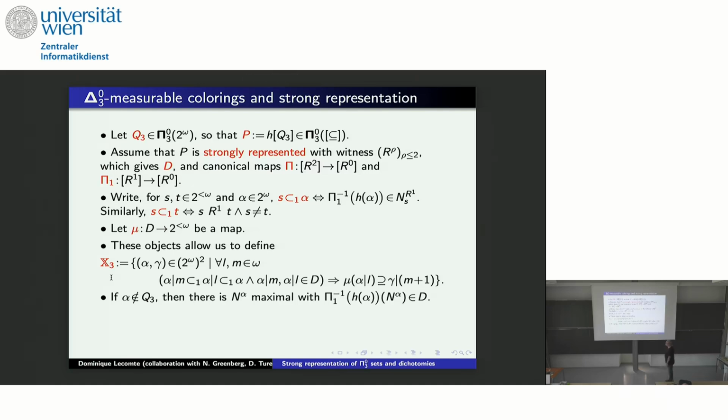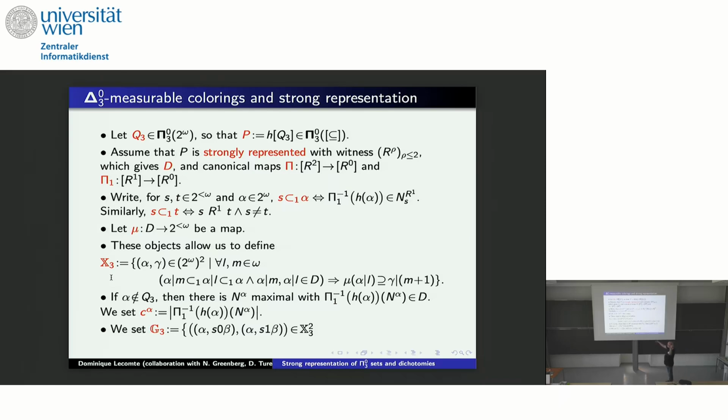If you take alpha out of Q3, then you can find an alpha maximal such that in the one representation of alpha, you are in D. There is a last in D in the one representation of alpha. And what is important is the length of this initial segment of alpha, and we call it C alpha. Now we are ready to define the digraph.